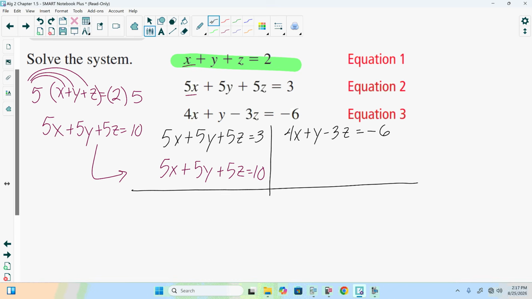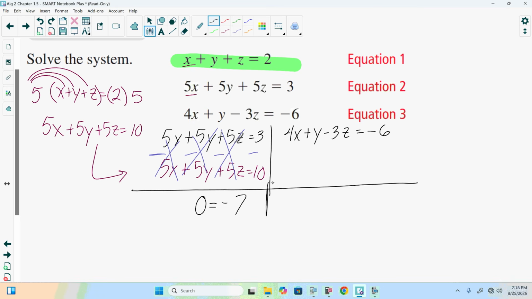Add or subtract. 5x minus 5x would indeed be 0, yes? So we'll subtract all the way through, because 5x minus 5x is indeed 0, yes? 5y minus 5y, 0. 5z minus 5z. So the entire left side of that equation became 0. 3 minus 10.